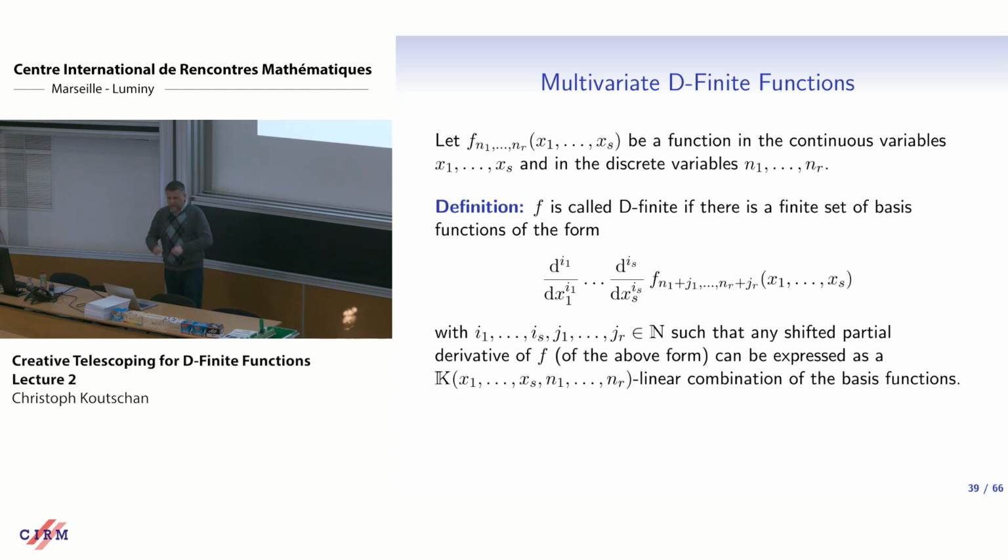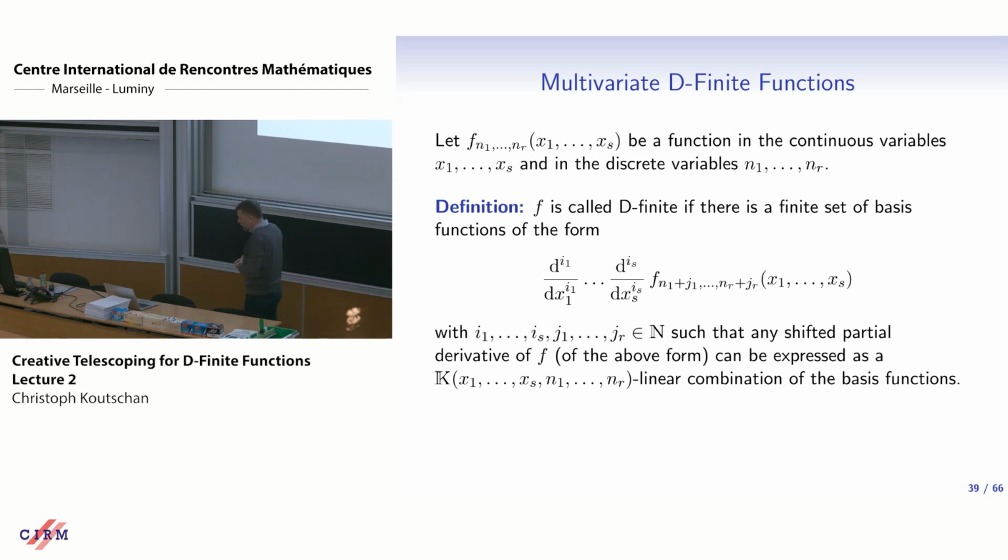So if there is a finite set of such instances of the function such that any member of this infinite family, when I let the i's and the j's be arbitrary, can be reduced to a linear combination of my basis functions. That is like in the univariate setting, where you have this recurrence, and the recurrence allows you to reduce any shift of your function to a finite set of basis functions, like the first r shifts, where r is the order of the recurrence.